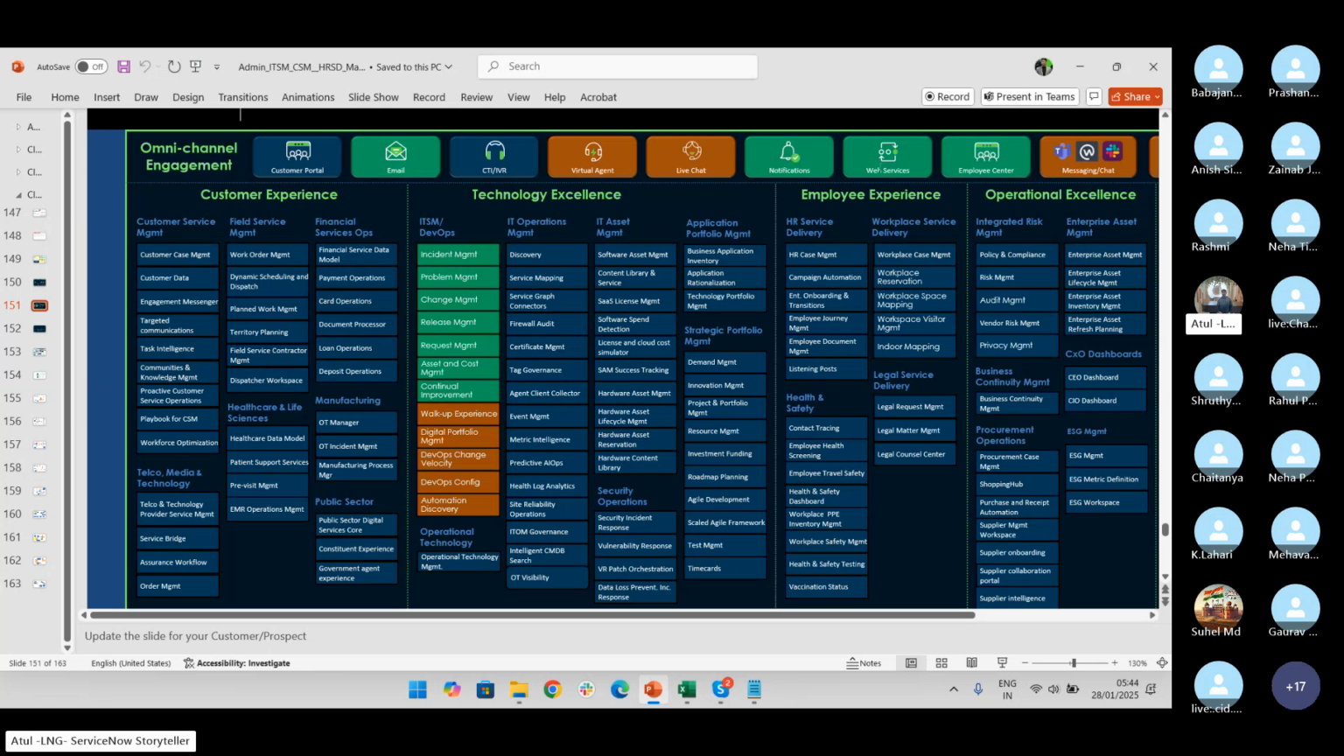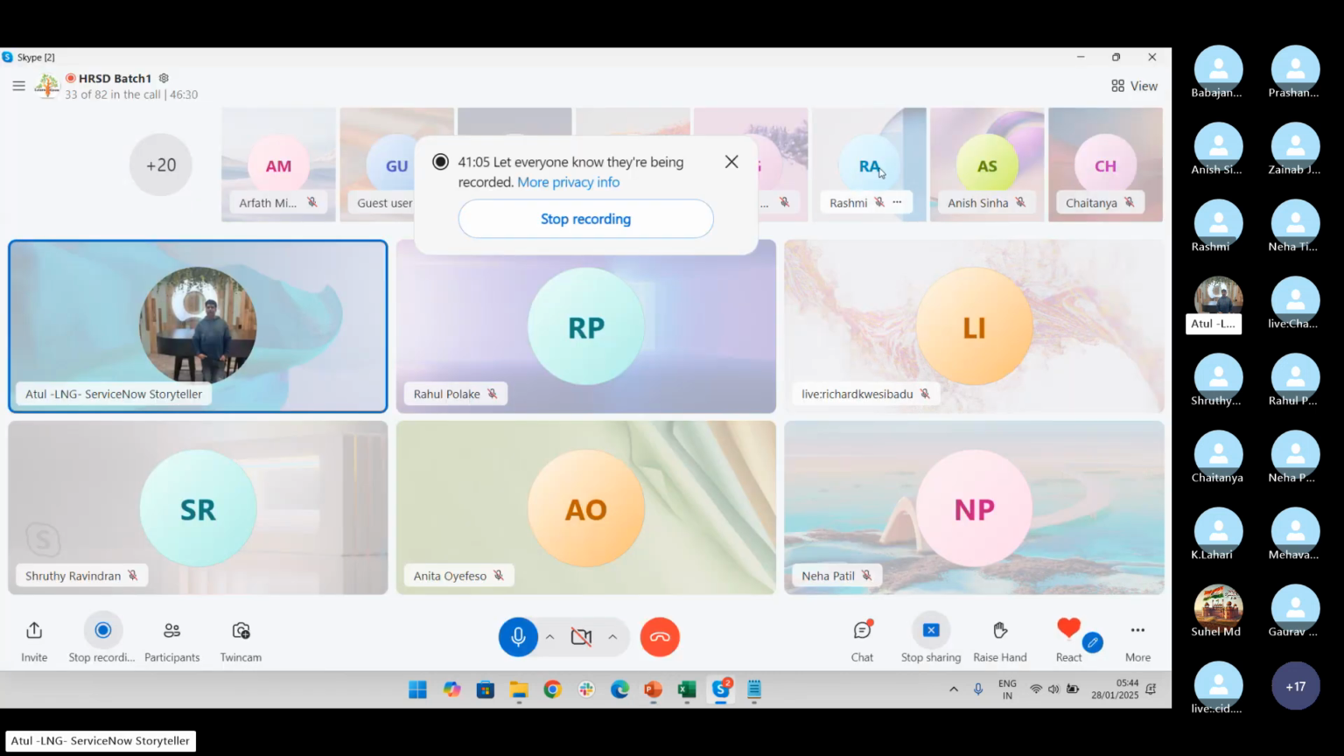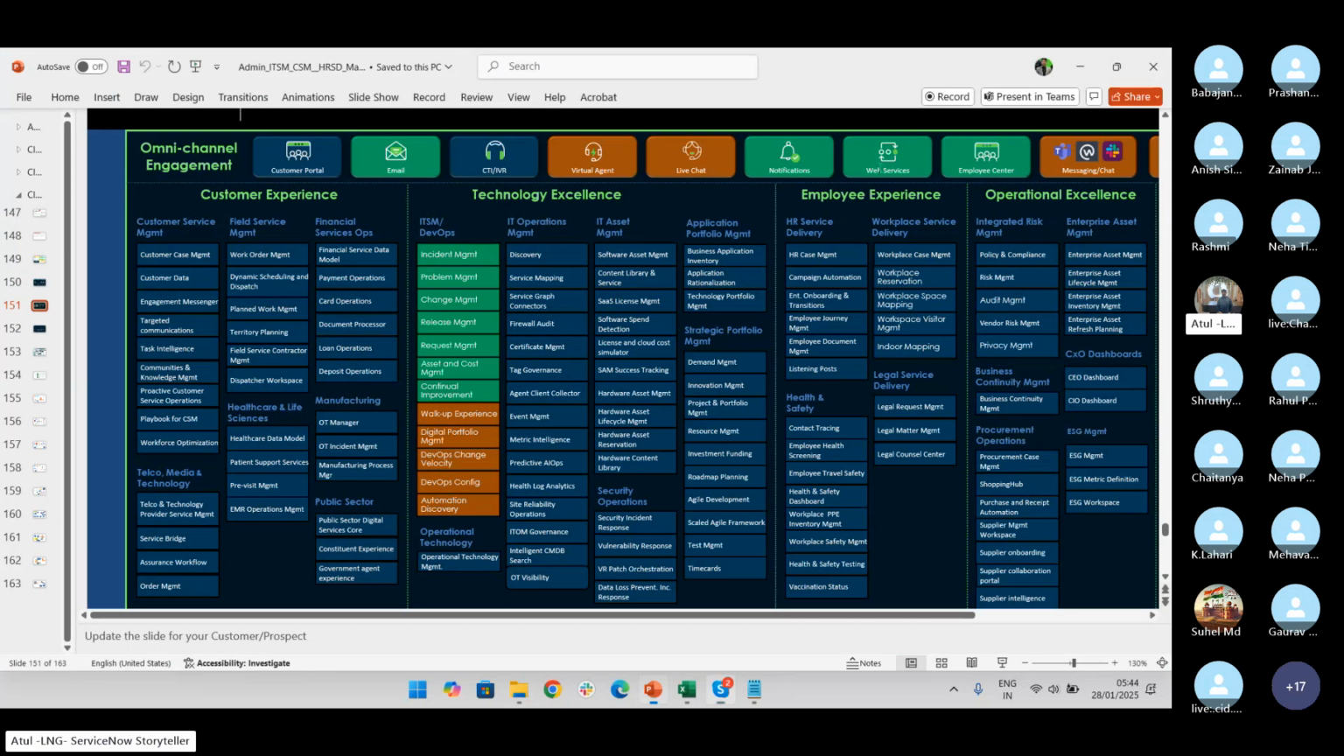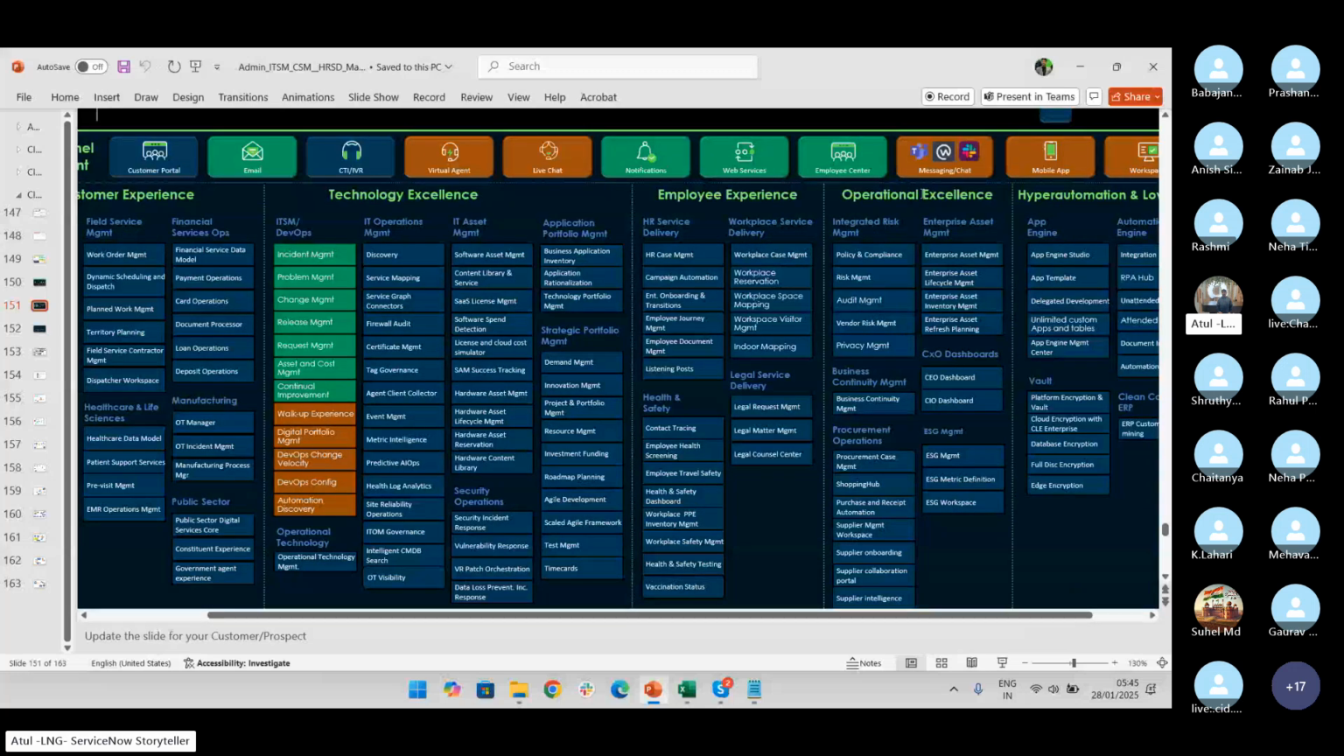You can integrate your platform with other platforms as well. I can integrate ServiceNow with SAP SuccessFactors. I can integrate ServiceNow with SAP as well. I can integrate ServiceNow with Jira as well. I can integrate ServiceNow with any other tool. So integration is also possible, and nowadays it's more trending. I can integrate ServiceNow with Teams as well, and with Slack as well.